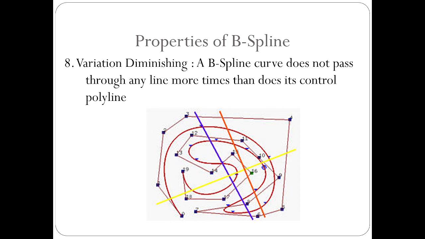Based upon these 8 properties, we can draw curves using B-splines. So Bezier curves and splines are the most important tools; you can draw smooth curves on the particular lines, curves and lines.